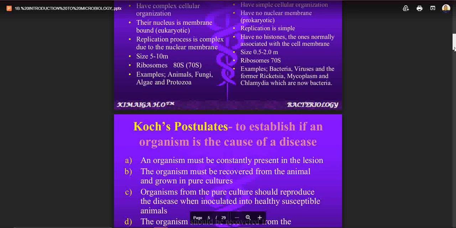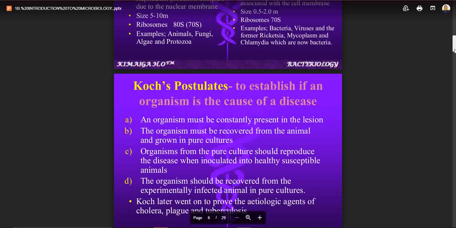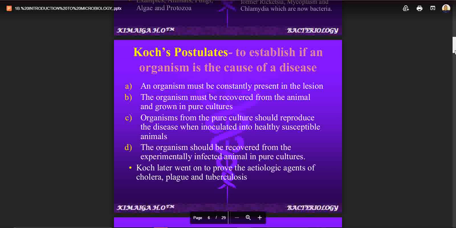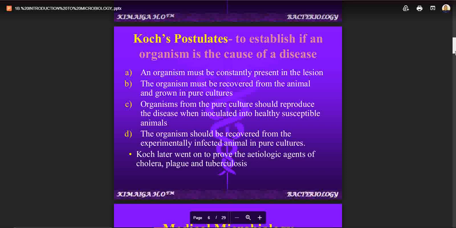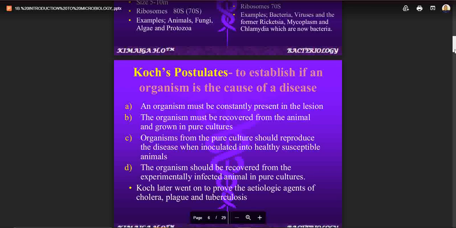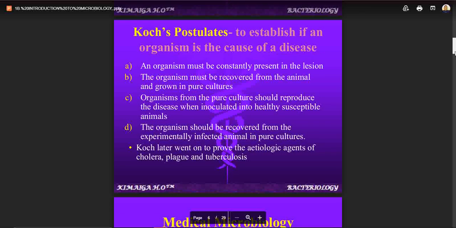So let's talk about the Koch postulates. Koch was a great guy. He came in and established rules which could be used to confirm that an organism is really the cause of a given disease. That was what was named Koch postulates. After the era of microbiology initiated, most organisms were identified, and they could have some similarity in terms of their pathogenesis, and thus Koch postulates were brought in to narrow the diagnosis or be rest assured of what is really causing the disease instead of guessing.